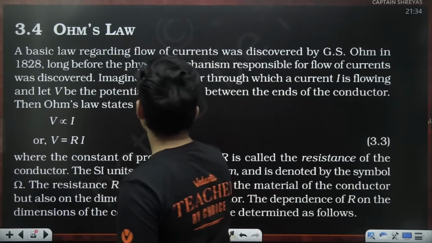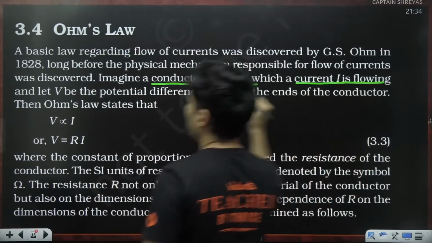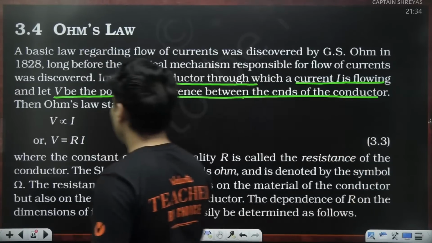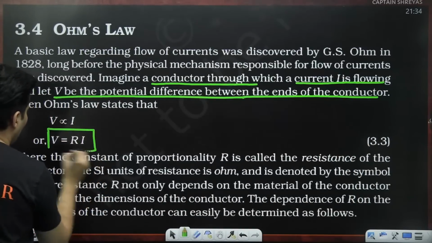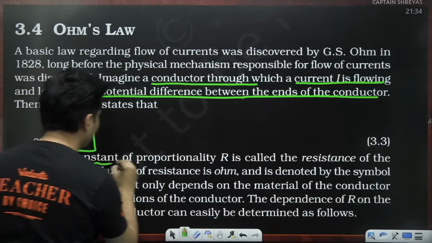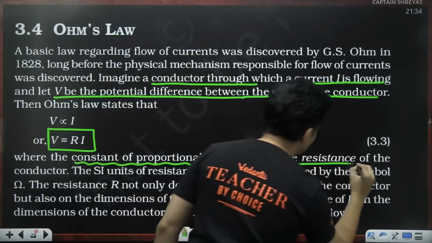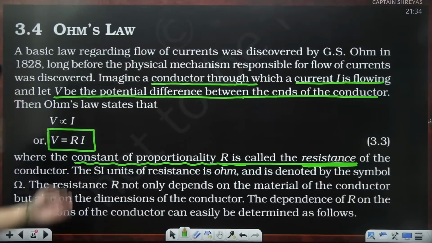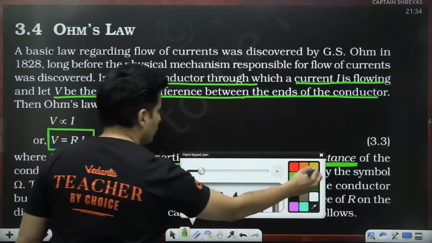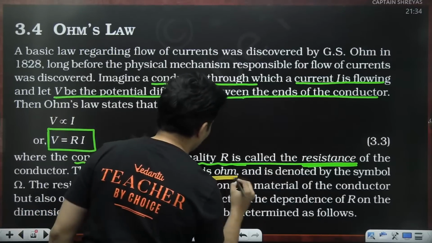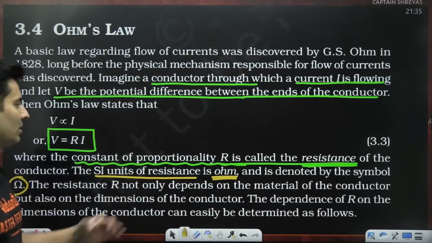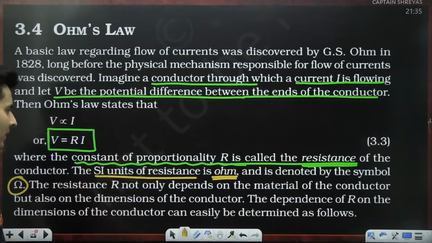So for a conductor through which current I is flowing, and voltage V is the voltage difference between the ends of the conductor, Ohm's law says voltage is proportional to the current, and the constant of proportionality is called R, which is the resistance. How much does it resist the flow of the current? The SI unit of resistance is the Ohm, denoted by the symbol sigma over here. The resistance not only depends on the material but also the length, the breadth, everything, and we will see how it is determined in the next slide.